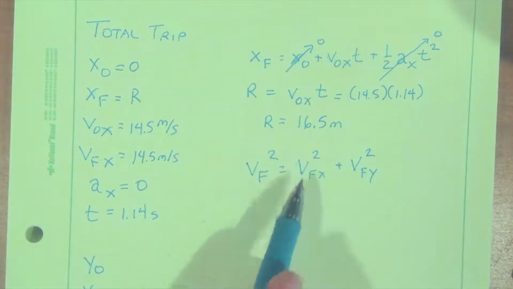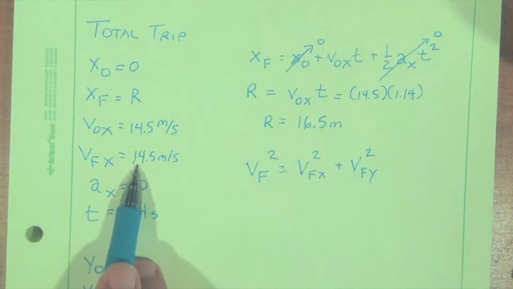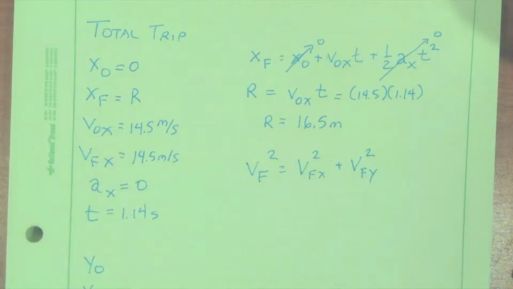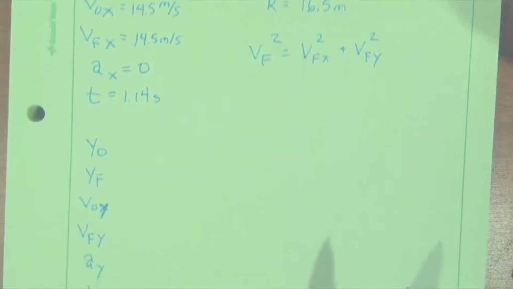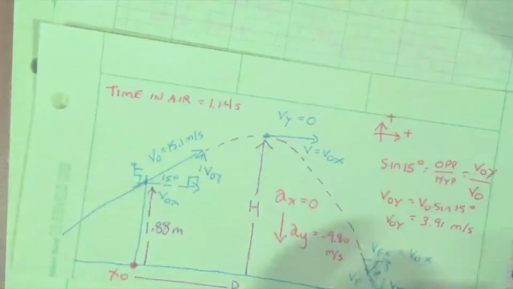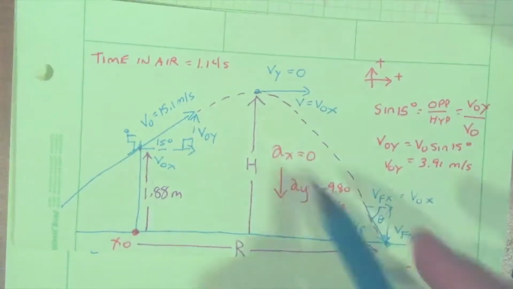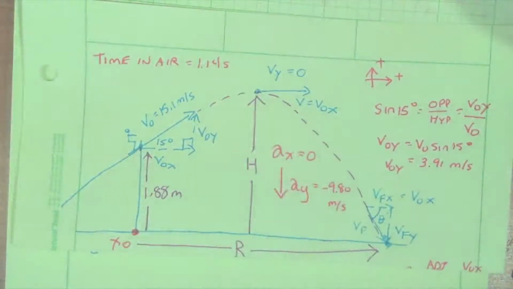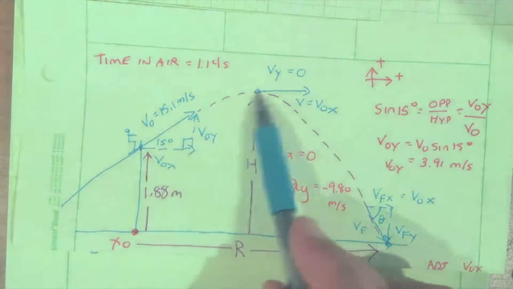The final x velocity is very simple because it has not changed. The horizontal velocity has not changed for the whole trip. So we immediately know what that is. So now it falls to us to find the final y velocity. Now we take a look at the vertical motion, and this time, remember, we're dealing with the whole trip. We're not going to split it up into the time up and the time down. We're going to deal with the whole trip.